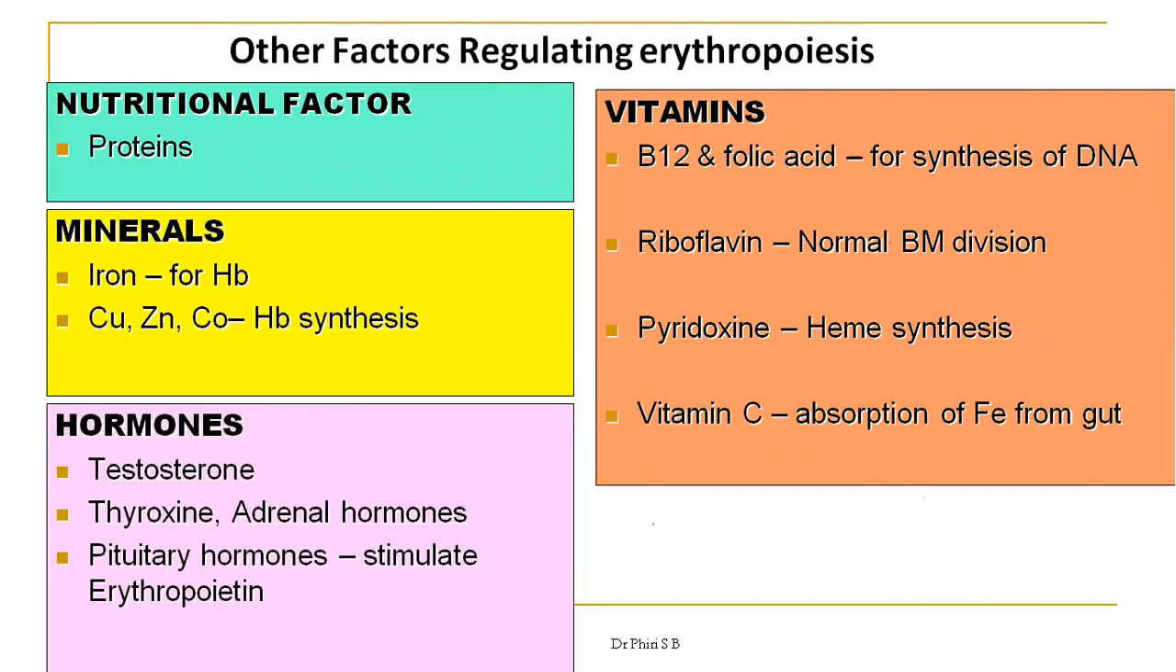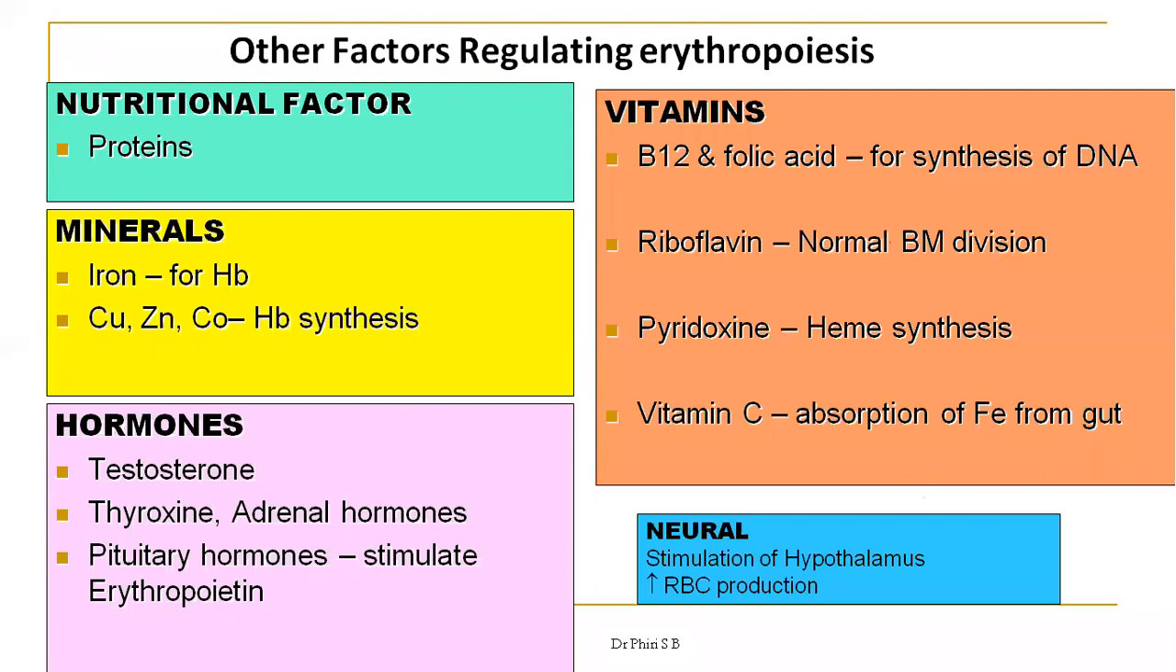All this will help in the development of red blood cells. Then you also have hormones that can come in to help in development of red blood cells. You have testosterone, thyroxine, adrenal hormones, pituitary hormones, that can also stimulate erythropoietin production. Some of them can stimulate the production of erythropoietin by the kidneys. Then you also have neurostimulation. For instance, if you have stimulation of the hypothalamus, that is also going to increase the production of red blood cells. So these are some of the factors that are involved in erythropoiesis.